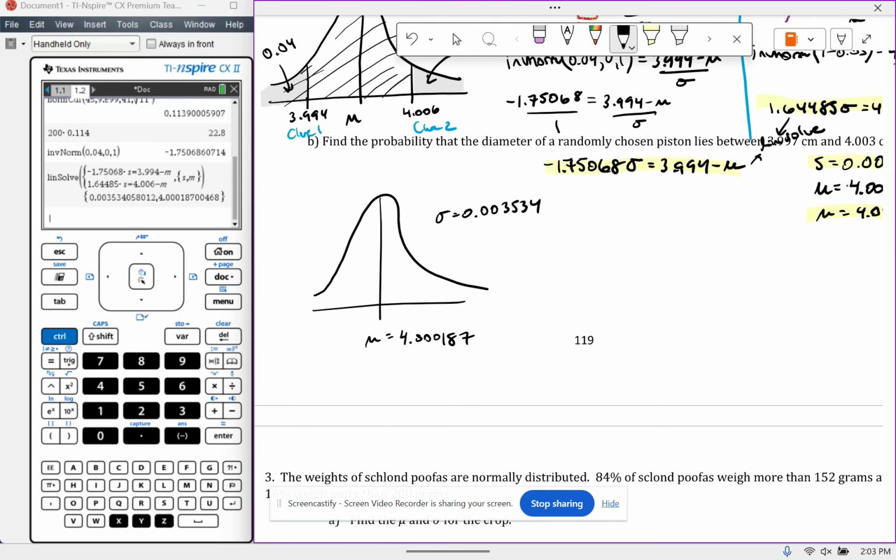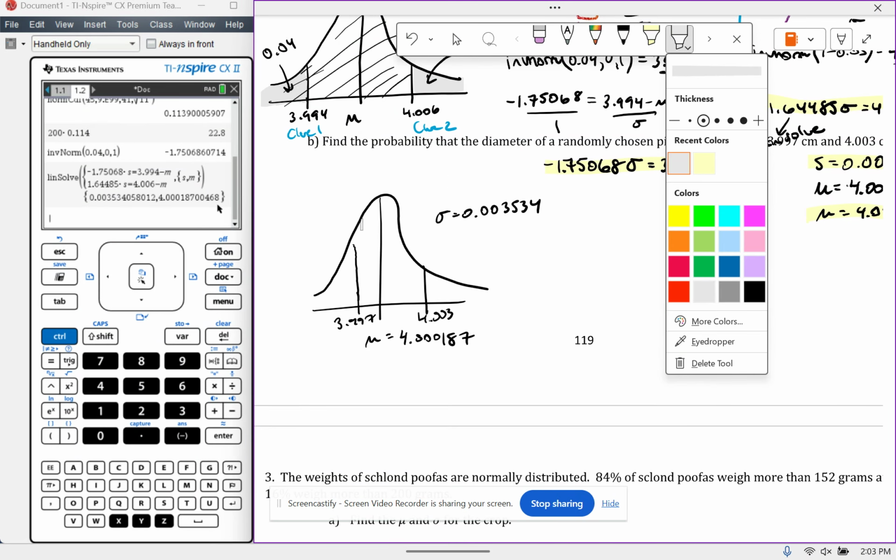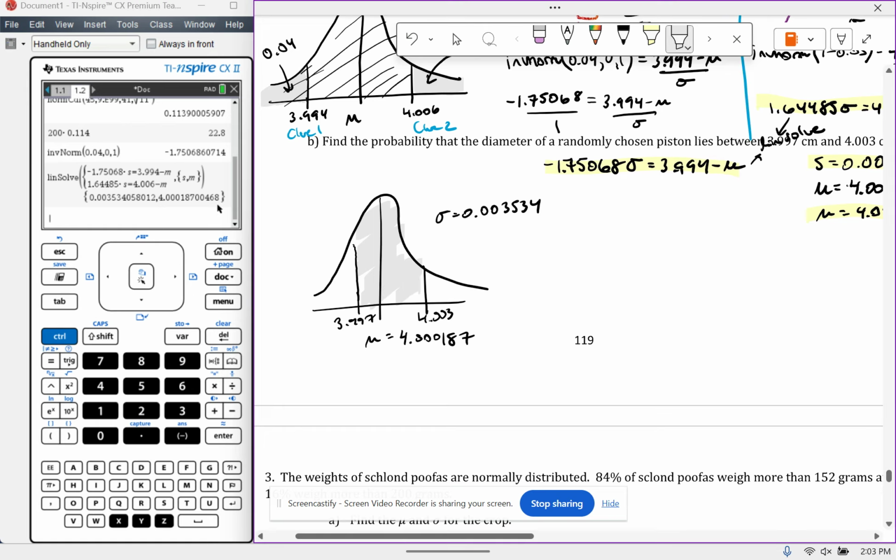All right. And then we are between 3.997 and 4.003. Okay. Come on. All right, so what are you going to type this one in as? Norm CDF.